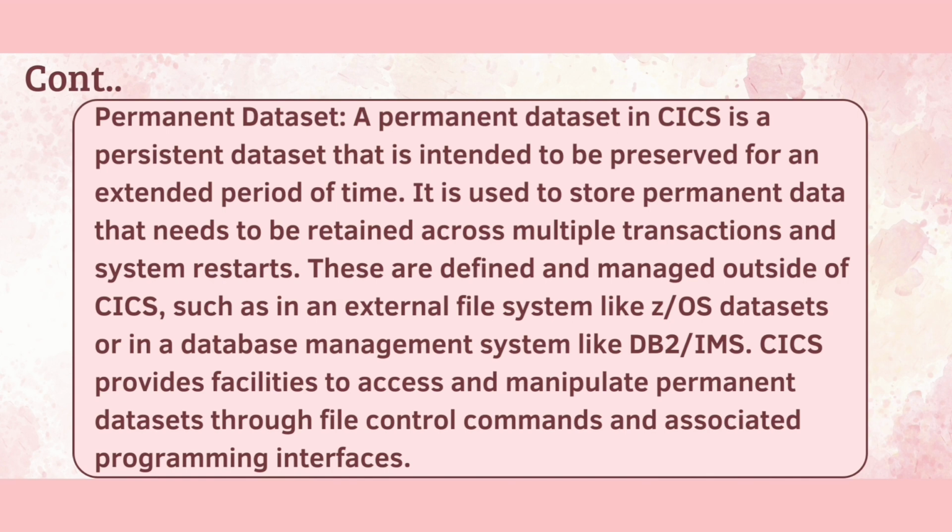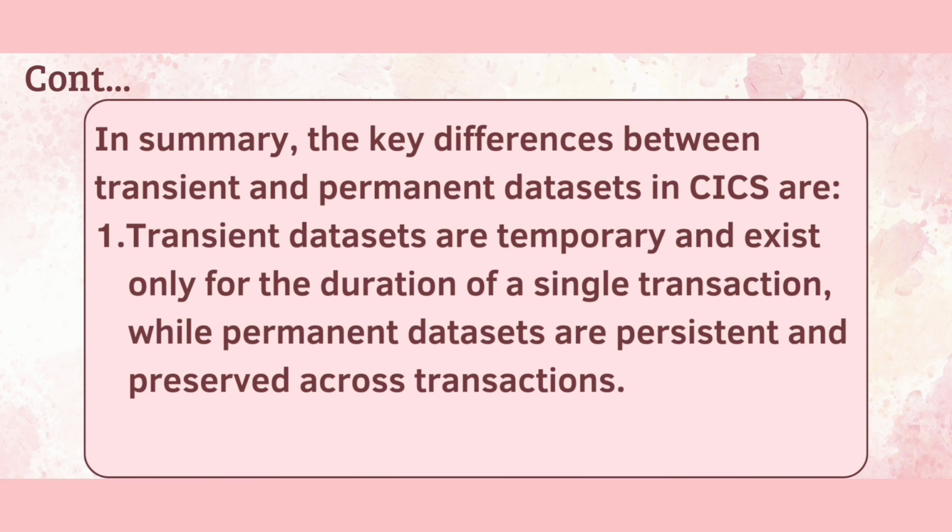CICS provides facilities to access and manipulate permanent datasets through file control commands and associated programming interfaces. In summary, the key differences between transient and permanent datasets in CICS are: transient datasets are temporary and exist only for the duration of a single transaction, while permanent datasets are persistent and preserved across transactions.